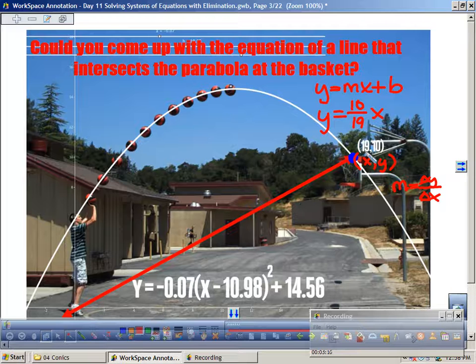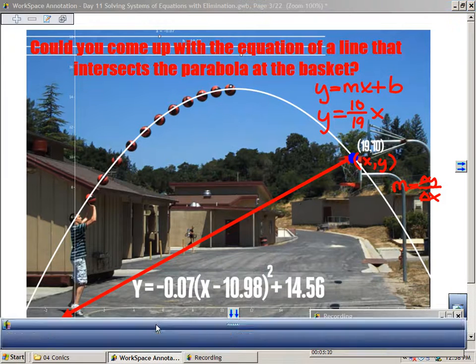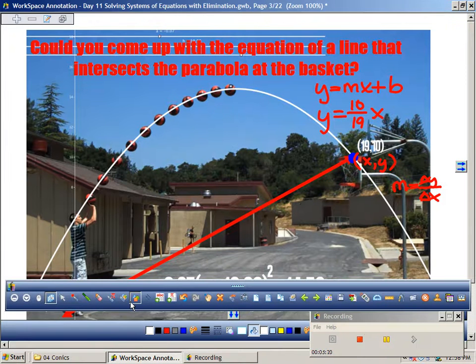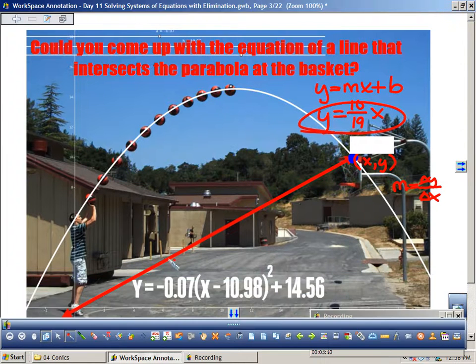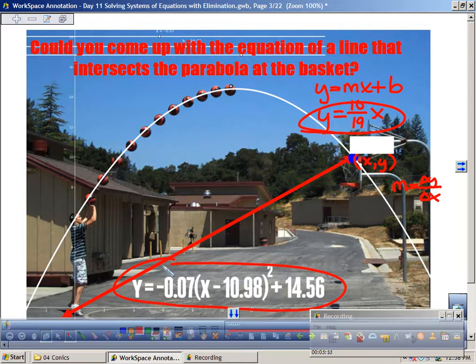So what we're going to do today is we're going to pretend like we don't have this answer right here. All we have is this and this, and we're going to have to come up with that answer. You're going to have an equation of a line and an equation of a parabola, and you're going to have to find where they intersect. Okay? So that's what we're going to be doing.